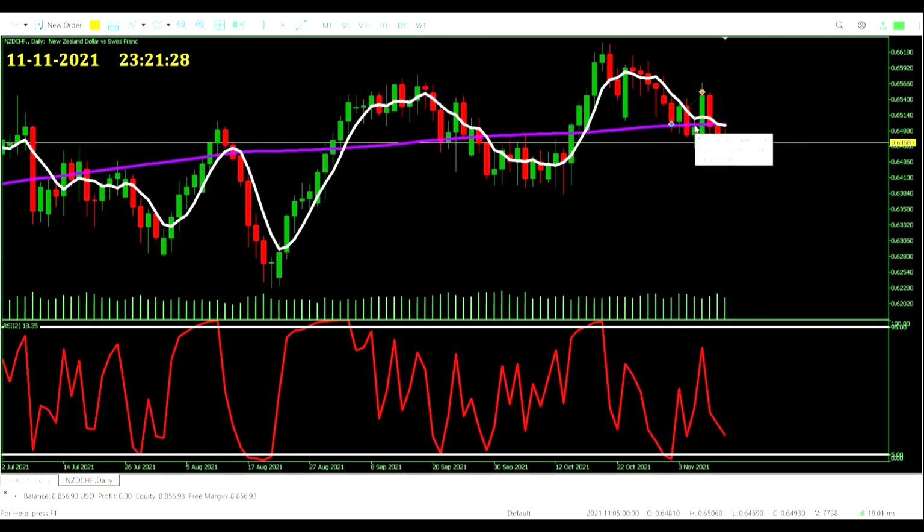The New Zealand dollar Swiss franc as well got out of that one at the peak. You can see we caught a retracement there in a buy trade. That's where we closed out, and since then 3 red days.